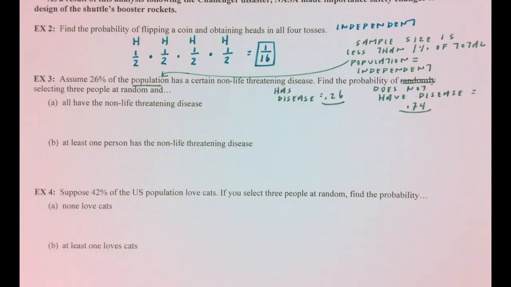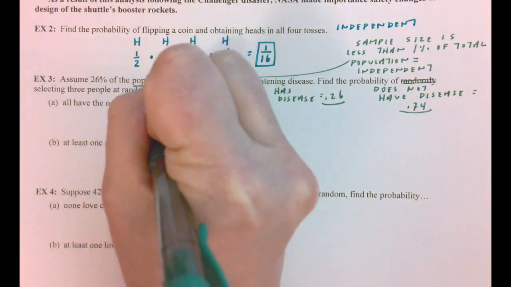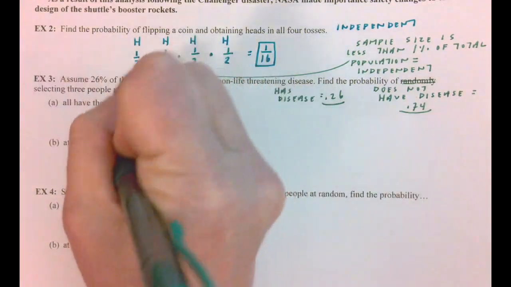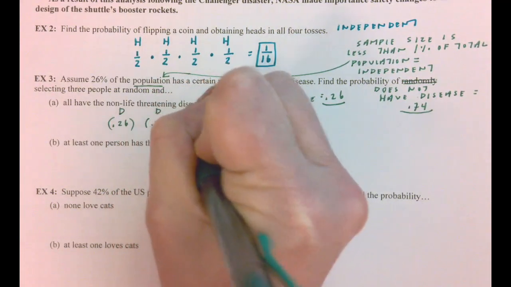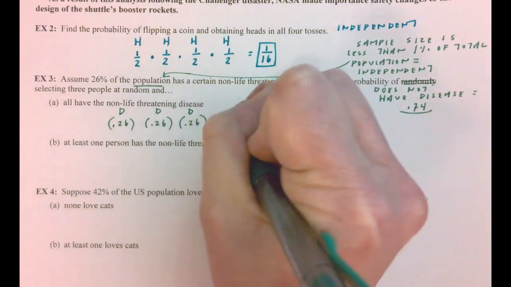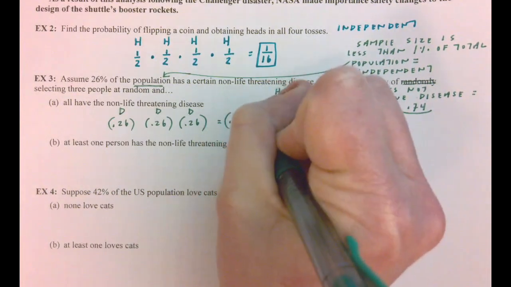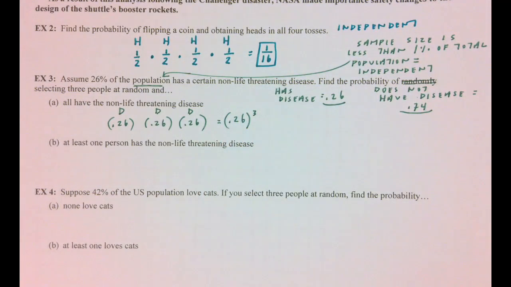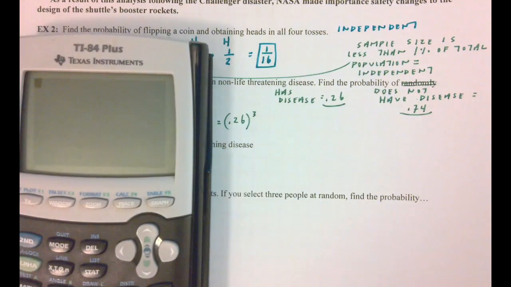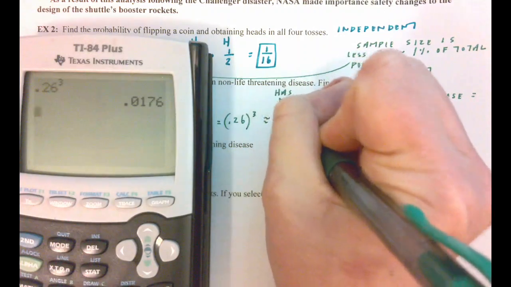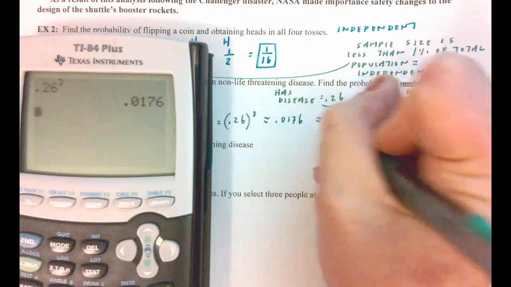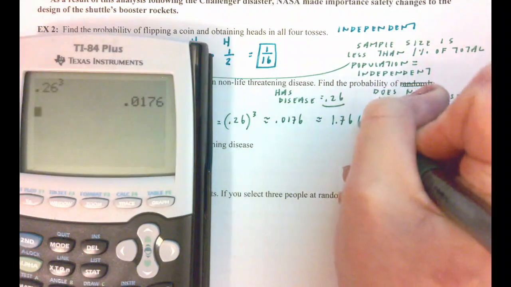So here in A, if I say that all have the non-life-threatening disease, we're saying the first person has the disease, so does the second, so does the third. So 0.26 times 0.26 times 0.26. I'm just going to type in 0.26 and raise it to the third power. I've already told my calculator to round it to 4 spots. So 0.26 caret to the third power. And here we get about 0.0176. And as a percentage, 1.76%.